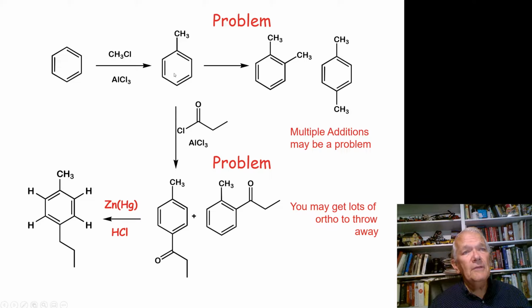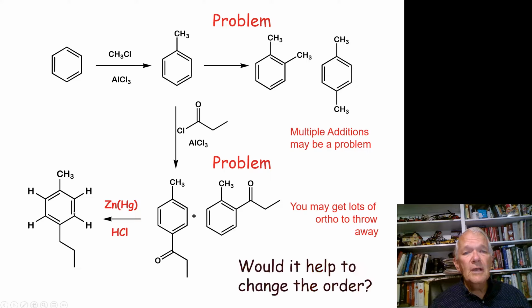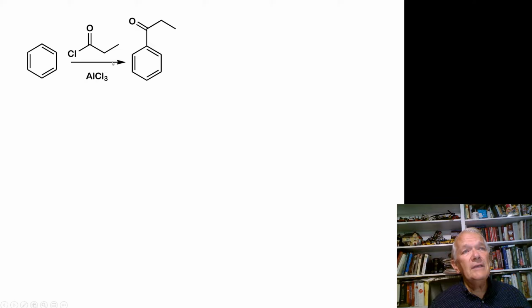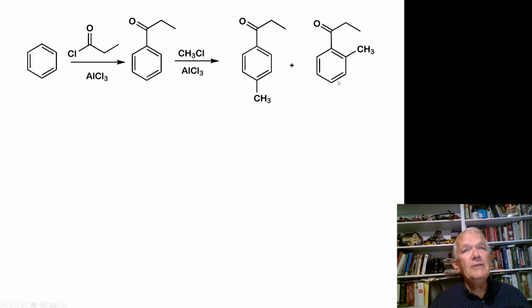If you control things right, you might get the toluene as the major product. And this thing here, again, the para is probably the major product. There's some steric problems with the ortho. So you'd get some of this, and maybe that's good enough. But could you improve the synthesis by changing the order of the reaction? So what if we did the acylation first? So you do the acylation first, then do the methylation.